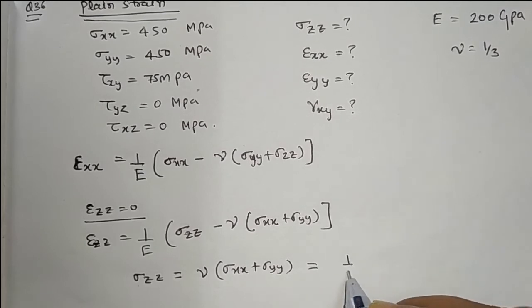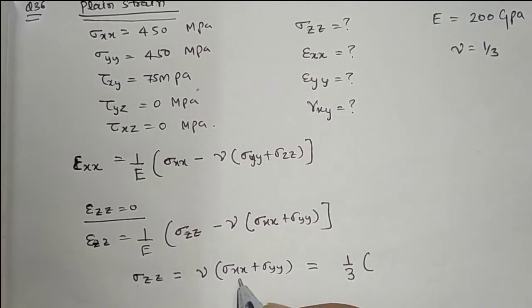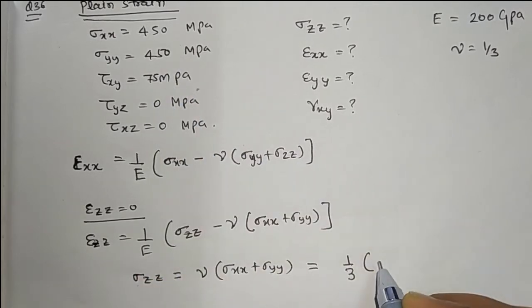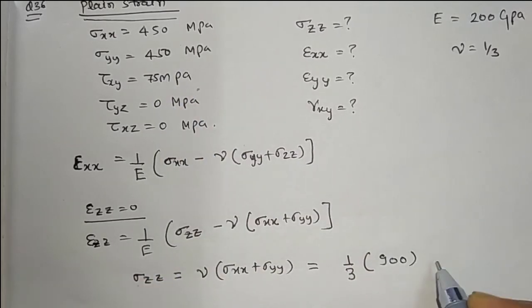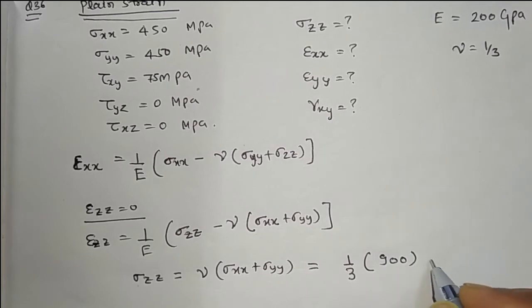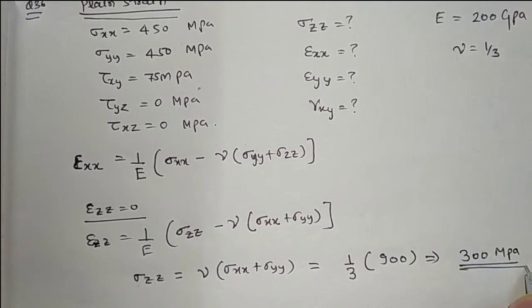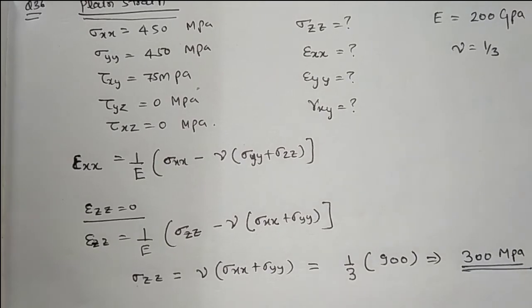So this will be equal to 1 by 3 times sigma xx and sigma yy, both are 450. Then this will be equal to 900 megapascal. Then the sigma z will be equal to 300 megapascal.